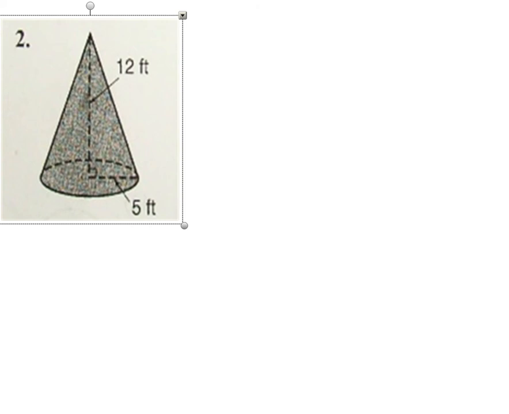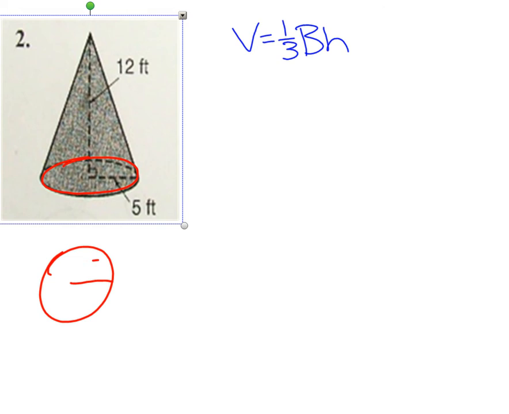Okay, number 2. We start with our formula: 1/3 the area of the base times the height. We then identify the base, which is a circle. So we draw that circle separately. 5 is the radius, 10 is our diameter.